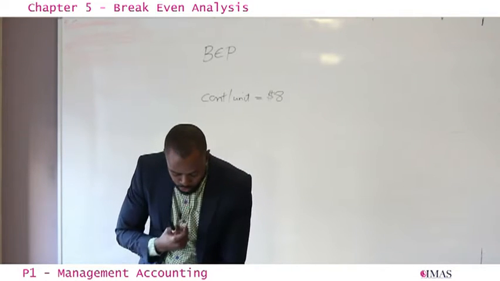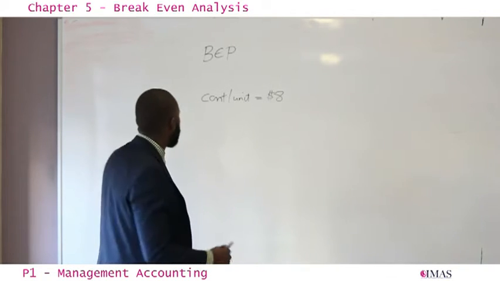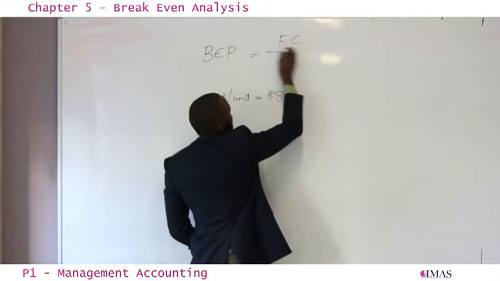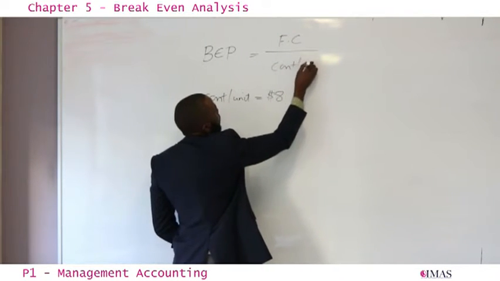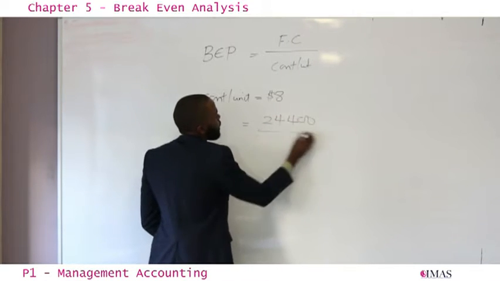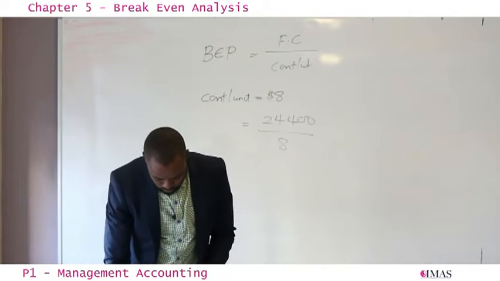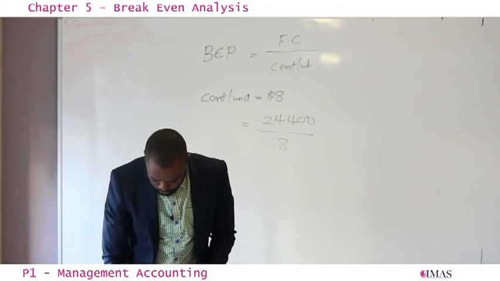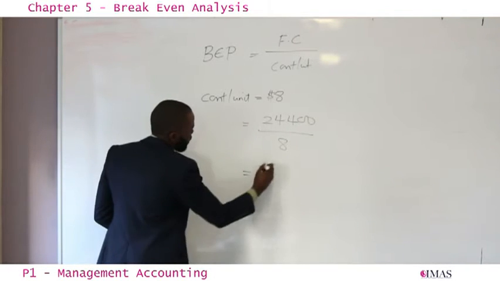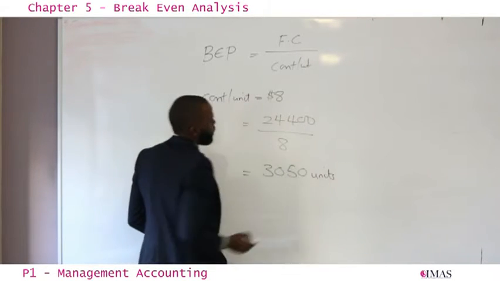And it incurs annual fixed costs of 24,400. So our break-even point would be fixed cost divided by contribution per unit. So we're taking 24,400 divided by 8. So the break-even point is 3,050 units.